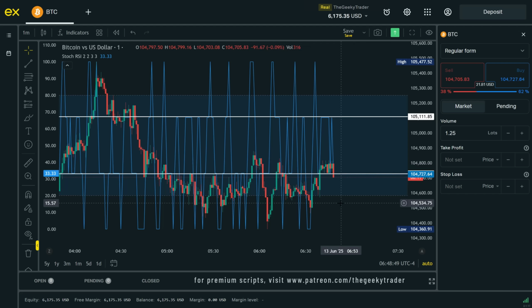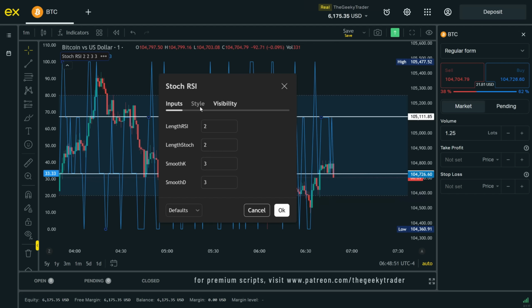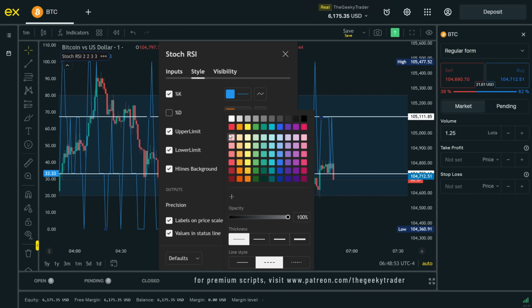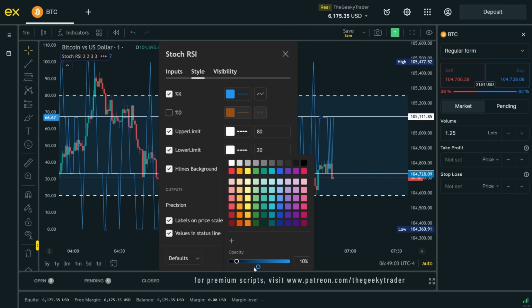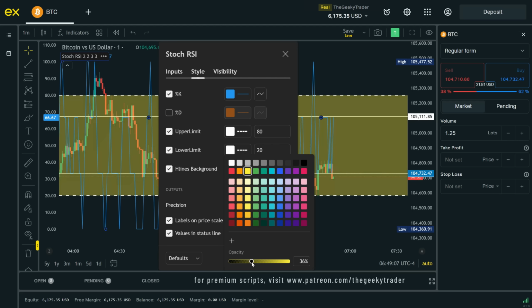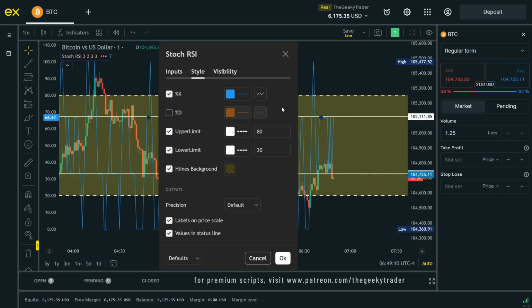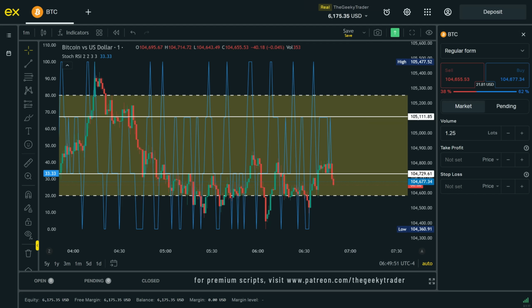To make everything more visually clear, I'm going to do a bit of cleanup. I'll change the color of the overbought and oversold lines so they stand out better. I'll also increase the thickness of those lines so they're easier to see at a glance. And finally, I'm going to change the background color to a soft yellow. It just makes it easier to focus on the price action and indicator levels without straining your eyes.